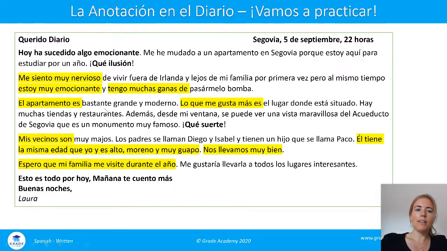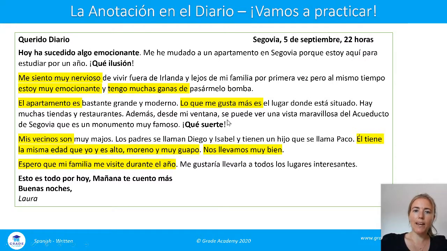El apartamento es bastante grande y moderno. The apartment is quite big and modern. Lo que me gusta más es el lugar donde está situado. The thing that I like most is the place where it's situated. Again, you could use this to describe many things. You're showing the examiner that you know how to use ser here in the first sentence to describe the characteristics of it, and estar in the second one to show its location. Hay muchas tiendas y restaurantes, so there's lots of shops and restaurants. That's a nice, easy way to expand our point.